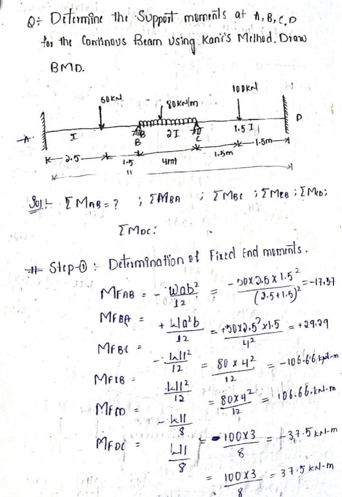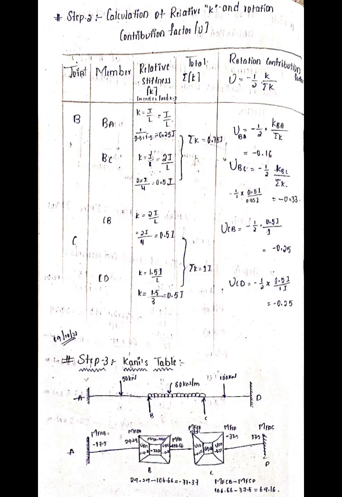Our aim is to find the final end moments MAB, MBA, MBC, MCB, MCD, and MDC. Determination of fixed end moments: MFAB equals minus WAB square by L square, MFBA is WA square B by L square, MFBC is minus WA square by 12, and similarly MFCB, MFCD, MFDC. We need to consider the intermediate supports as fixed supports. In the second step, we'll calculate the relative stiffness K and rotation contribution factor U.